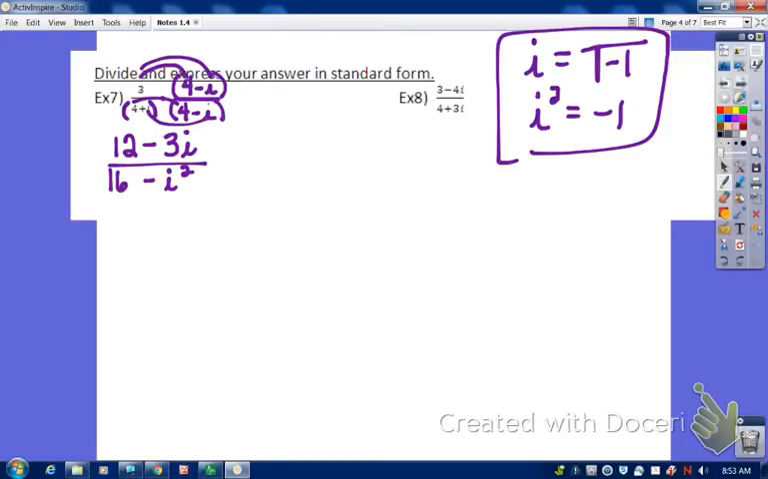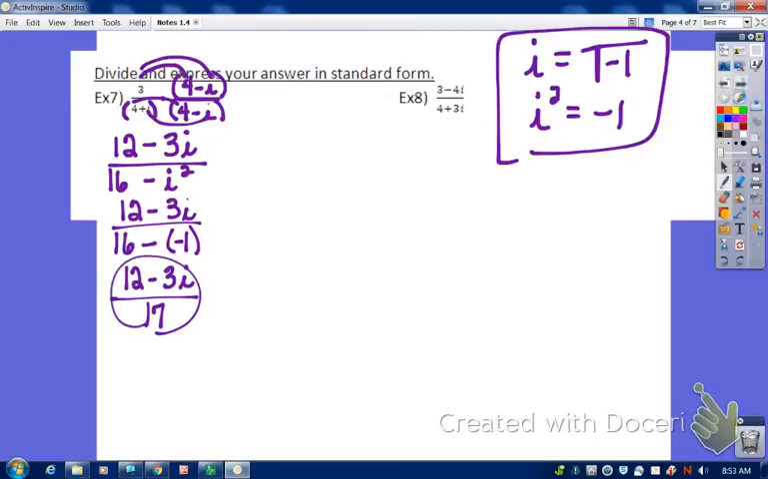So the top is simplified. 12 minus 3i can't be simplified any further. In the bottom, we need to say 16 minus what? 16 minus negative 1, because anytime we have an i squared, we can replace that with a negative 1. Final answer is going to be 12 minus 3i over 17.